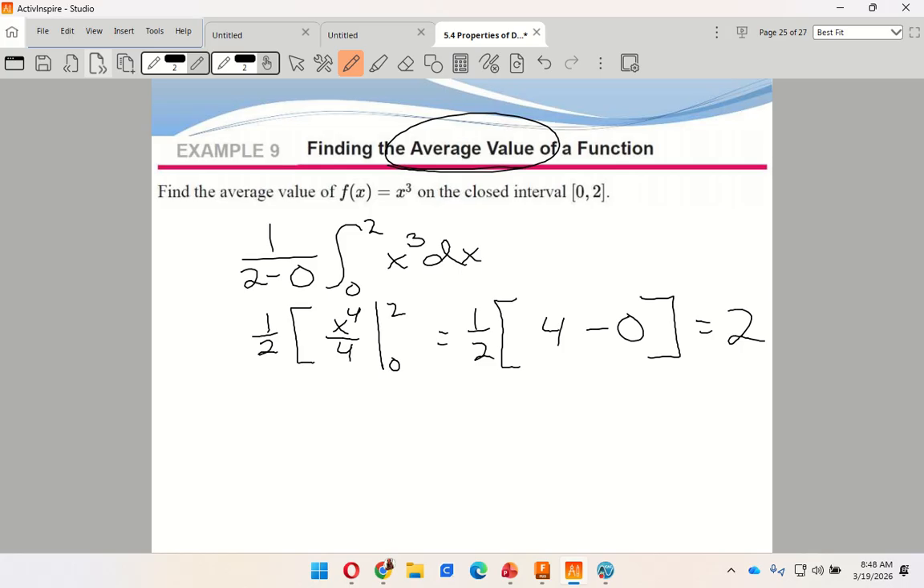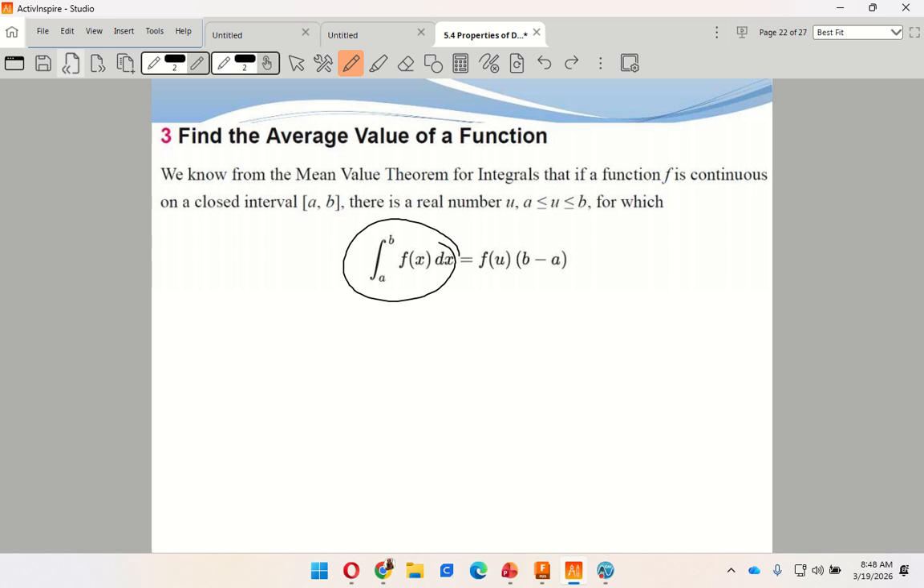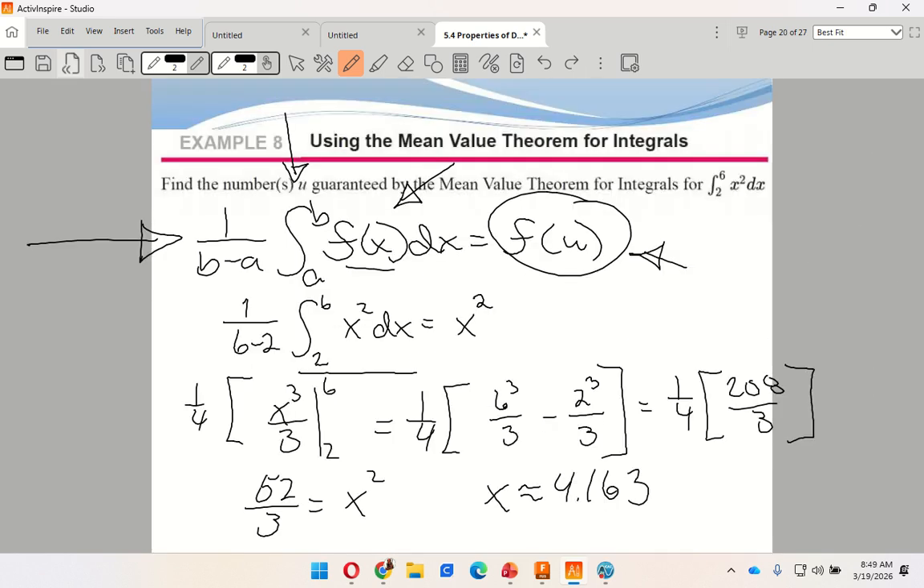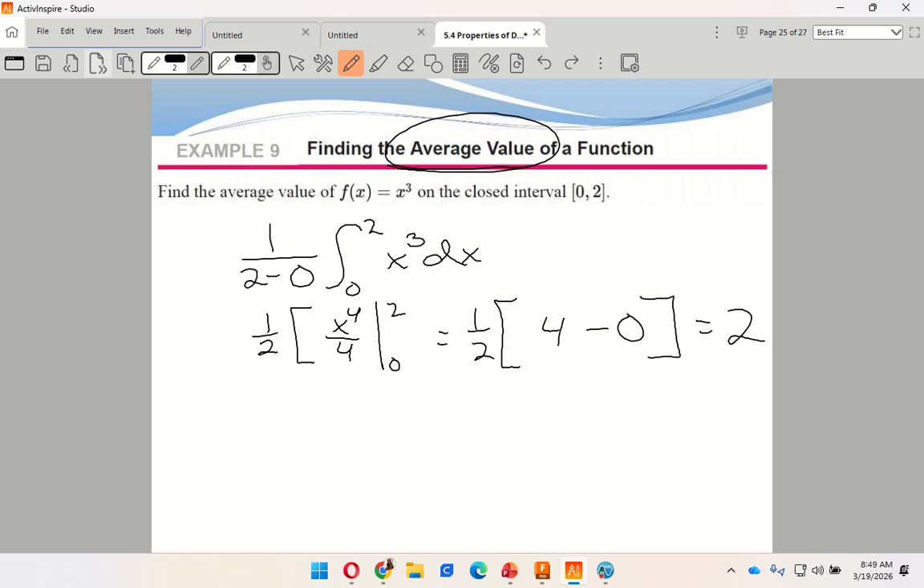Average value of a function is different than the average area. Mean value. The word mean means average, right? So it's slightly different, so you have to lock it in your brain. If it says mean, you have to know it's equal to the average, whereas if it says average, you only want the y value.